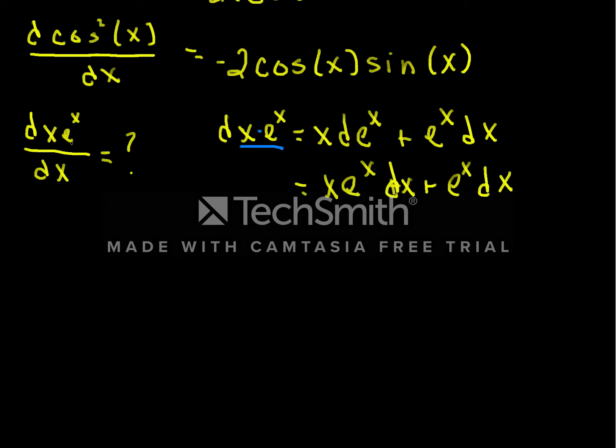So what is d/dx of x e to the x? Well, take this whole expression here and divide it by dx. And I get that this answer is simply x e to the x plus e to the x.